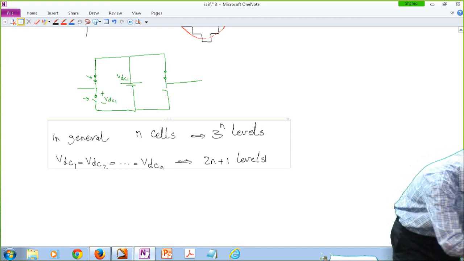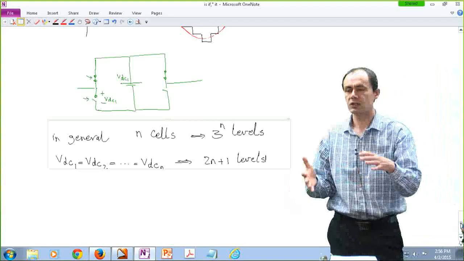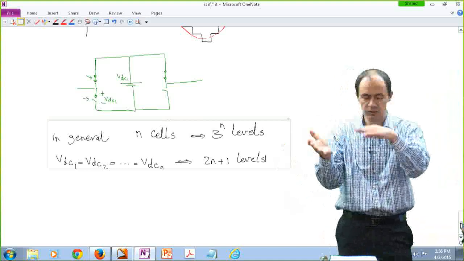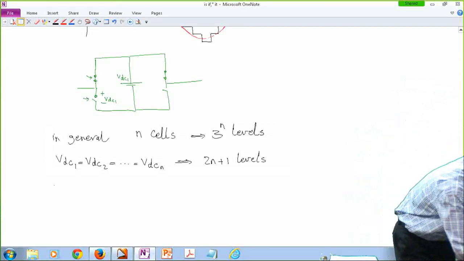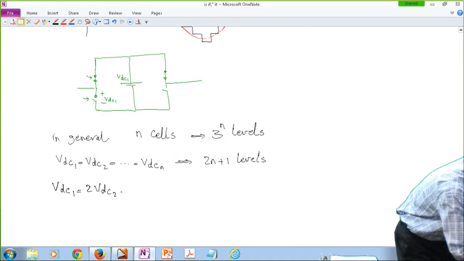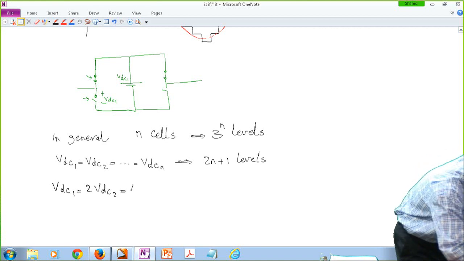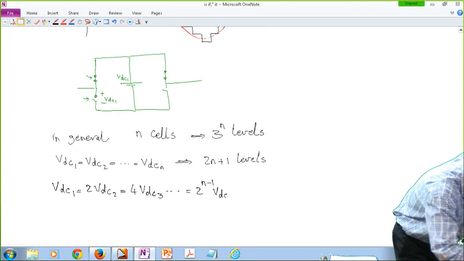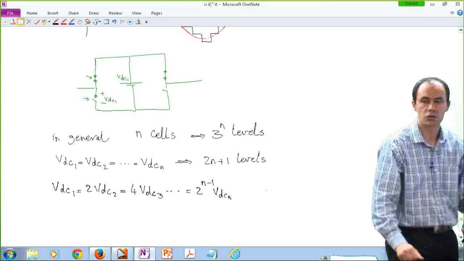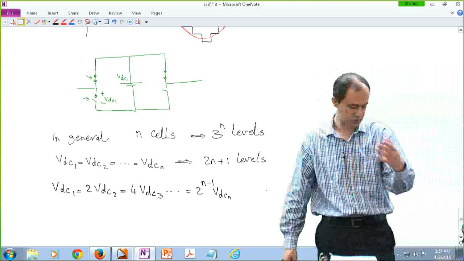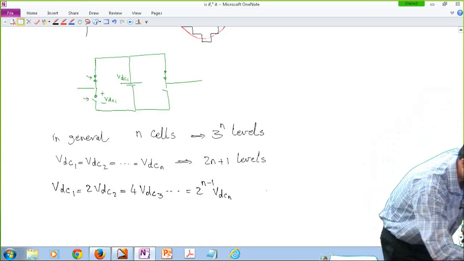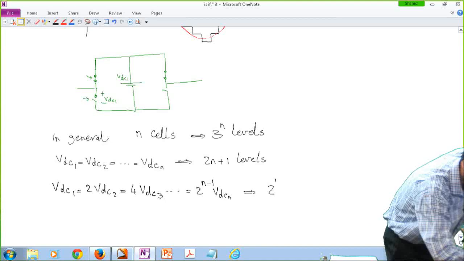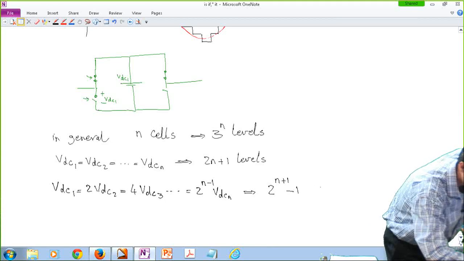And what if they're ordered in a sense that you have a small one and the next one is twice as much as the small one and the third one is 4 times as much as the small one. So we are looking at VDC1 is 2 times VDC2, then VDC2 is 2 times VDC3. For instance, we have a 100 volt source and 200 volt source and 400 volt source and 800 volt source. So this is going to give you 2 to the power of N plus 1 minus 1 levels.